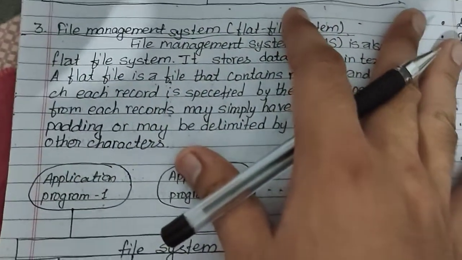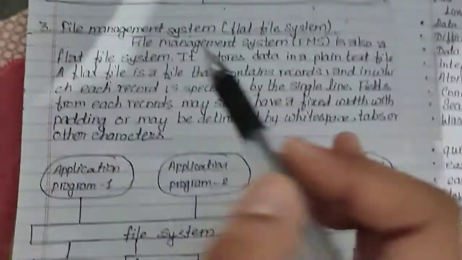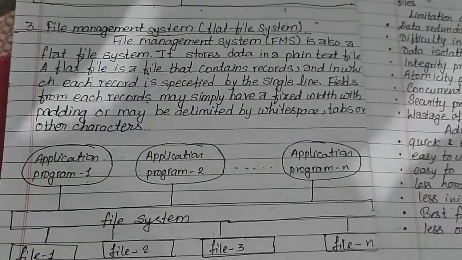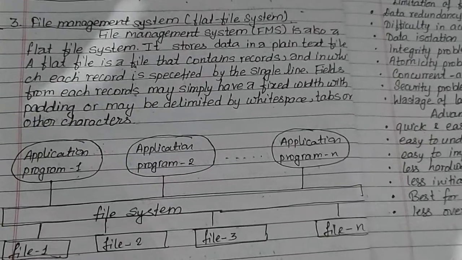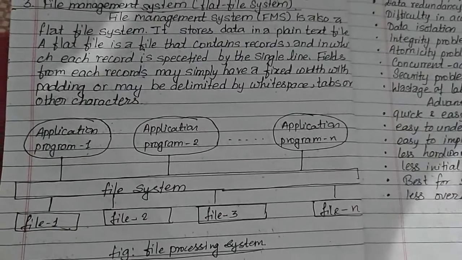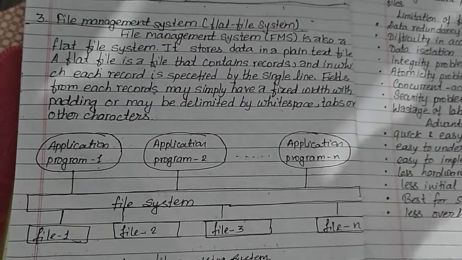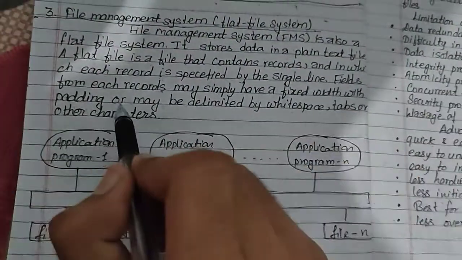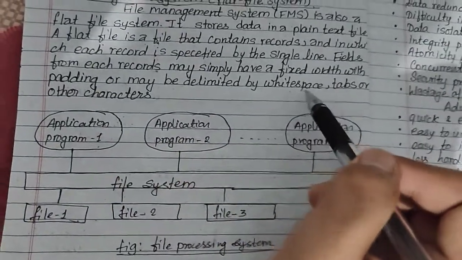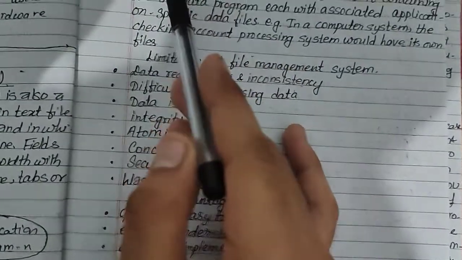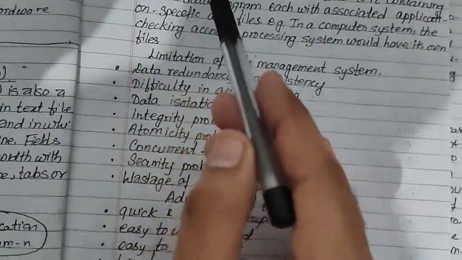Now let's explain the file management system or flat file system. File management system is also called a flat file system that stores the data in the form of plain text. File management systems do not use any hierarchical models, but use plain text to store the file in a single line. Fields from each row may simply have a fixed width or padding, or may be delimited by white space, tab, or other characters. There is no structural relationship between the data, as the data are flat as in a sheet of paper.